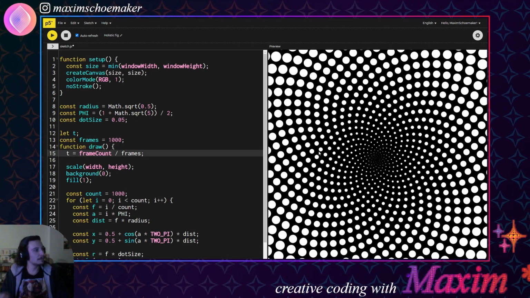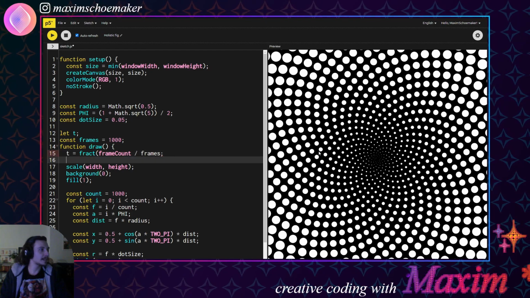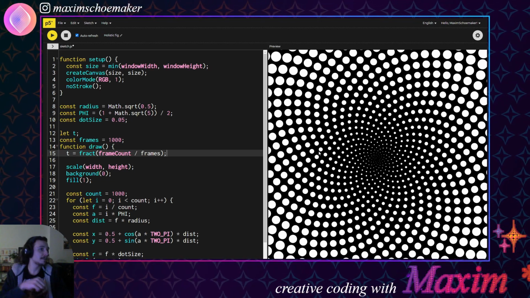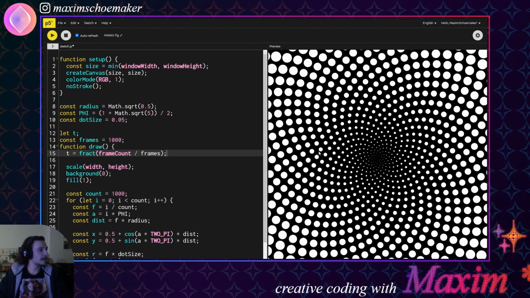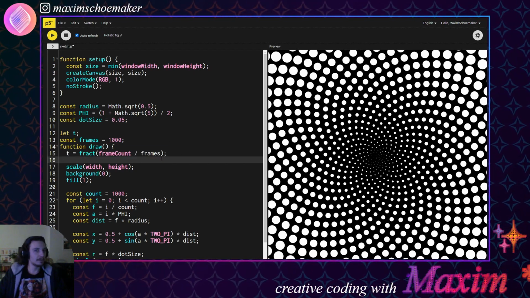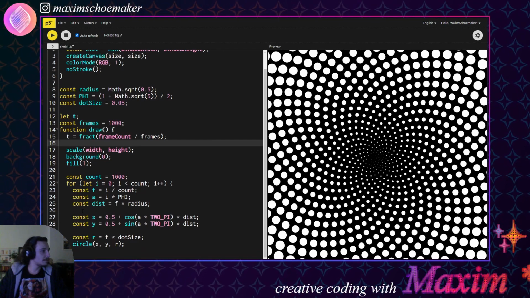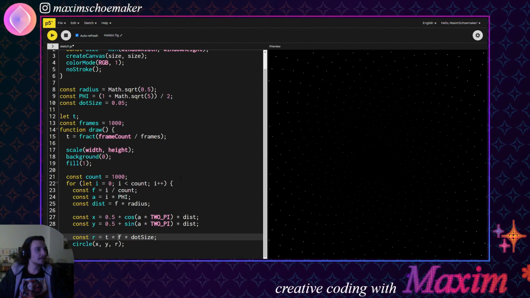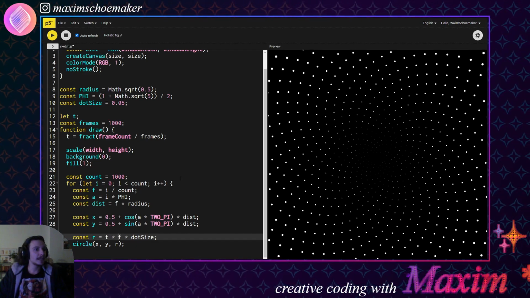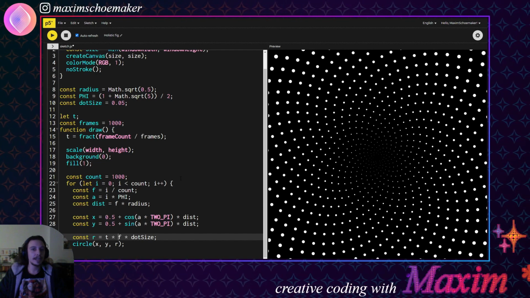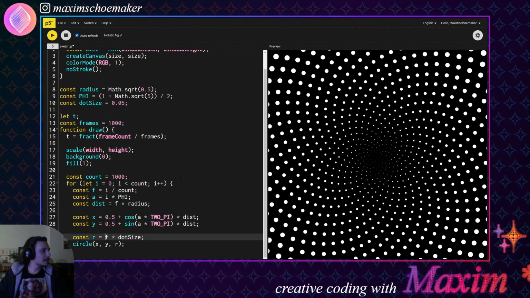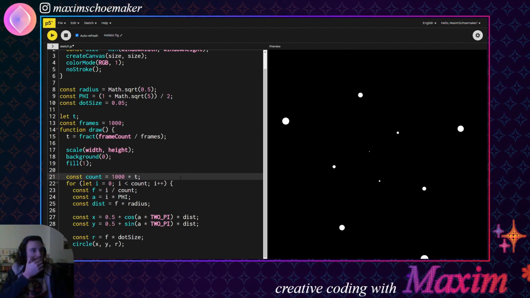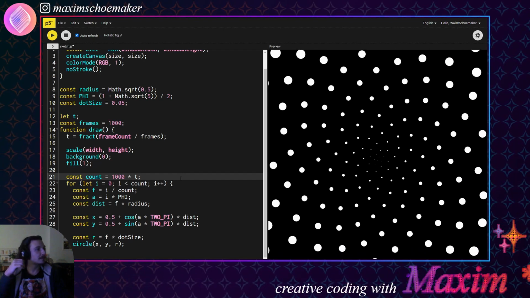Now, to make sure that it loops when we have a full thing, we can do the frac, which gives us the fractional component so that it goes from 0 to 1, and then when it goes over 1, it goes back to 0 and stays within 0 and 1, and it loops forever. Now, this t variable can be used to animate things. So, for example, let's take the radius here, and we'll do this times t. And now they slowly fade in. Another thing that we can do is multiply the count by t. And then you get a zooming out effect.